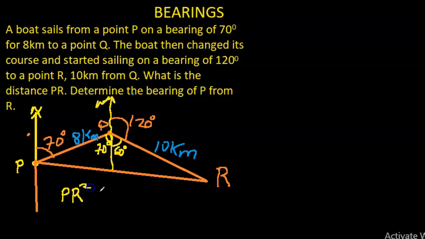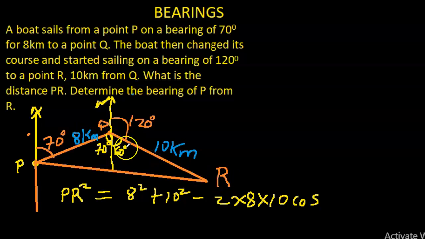Remember, the cosine rule begins in the same way Pythagoras' theorem begins. One side squared equals the sum of the other two sides squared, so 8 squared plus 10 squared, minus 2 times the product of these very same sides, so 2 times 8 times 10, cos of the angle formed by these two sides. What's the angle where the 8 and the 10 meet? It's the angle opposite to PR, and that angle is 130, 70 and 60. So cos 130. We're focusing our attention on this triangle here, PQR.